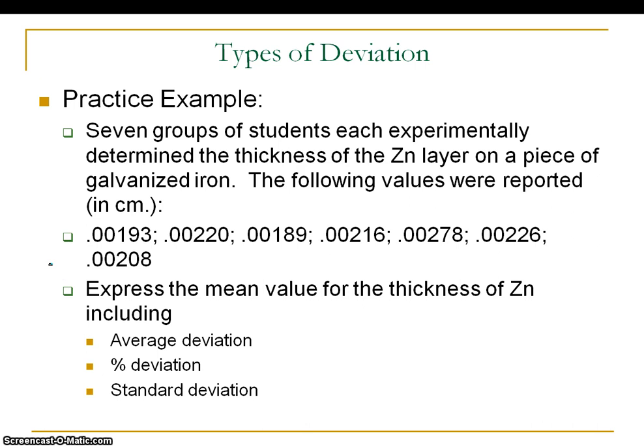Okay, you've got 7 groups of students, each experimentally determining the thickness of a zinc layer. That sounds strangely familiar. On a piece of galvanized iron. The values are going to be reported here in centimeters. Okay, and you're going to find for me the mean value of the thickness of the zinc. I need an average deviation, a percent deviation, and a standard deviation. That way we can go through and compare them and see what the implications of all of those will be. So go ahead and try to solve that one on your own. Bring your work with you to class next time I see you.